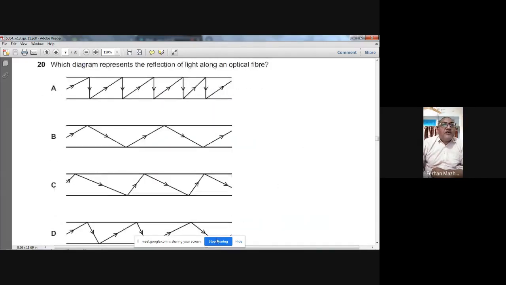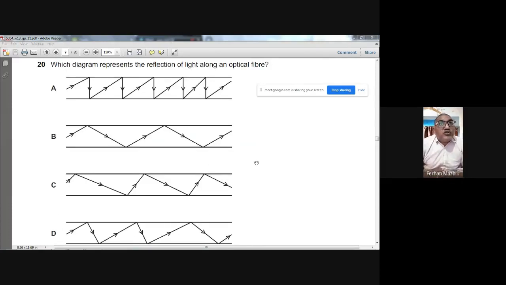Then here we have question number 20. The diagram represents the reflection of light along an optical fiber. The process of total internal reflection takes place in the optical fiber. Which diagram represents it? You see this, at first glance you might think they are all the same. No, they are not all the same.